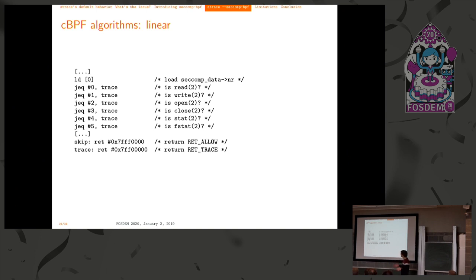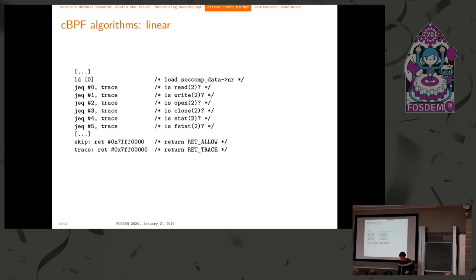So for instance here, if I'm interested in read, write, open, close, stat, and fstat, I'm going to go over all of the different numbers, and if the syscall number, so the nr field of seccomp_data, matches one of these, I'm going to jump to trace and return the return code that we need. So is this optimal? Obviously not. This is O of N.